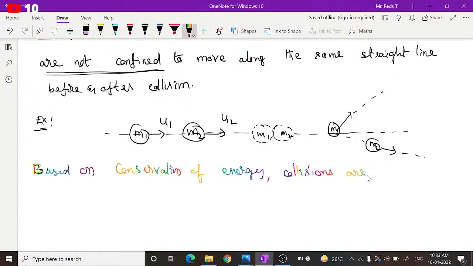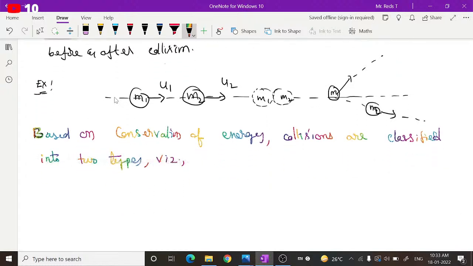Collisions are classified into two types, viz., namely, number one is elastic collision and the other one is inelastic collision.